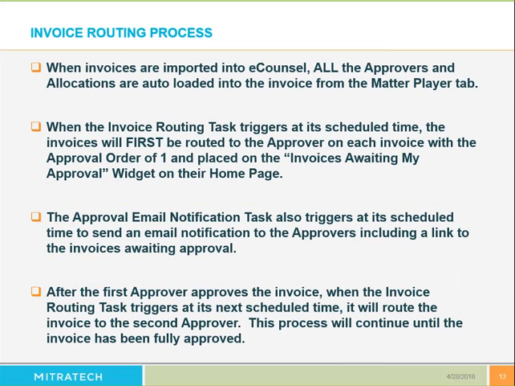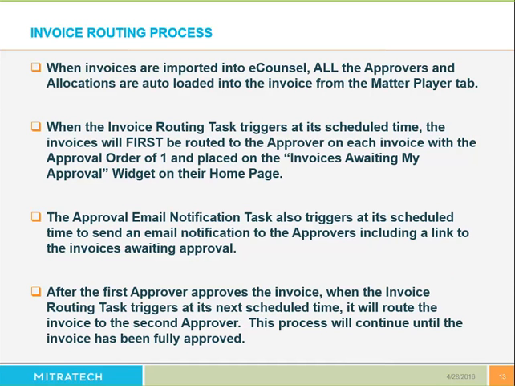So when the invoice routing task triggers at its scheduled time, the invoices will first be routed to the approver on each invoice with the approval order of 1 or 0. And then it's placed on their invoices awaiting my approval widget on their home page.